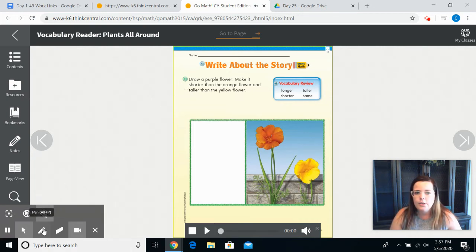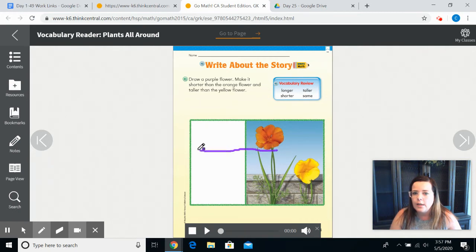In class, what I like to do for these ones is to get something that's straight. And I like to make a line so that I can tell where I should be drawing the thing they're asking me to draw. So they want us to draw a purple flower. It says shorter than the orange flower. So if I look at the orange, I know it needs to come under this line. So I'd make a line all the way across. And then it says taller than the yellow flower.